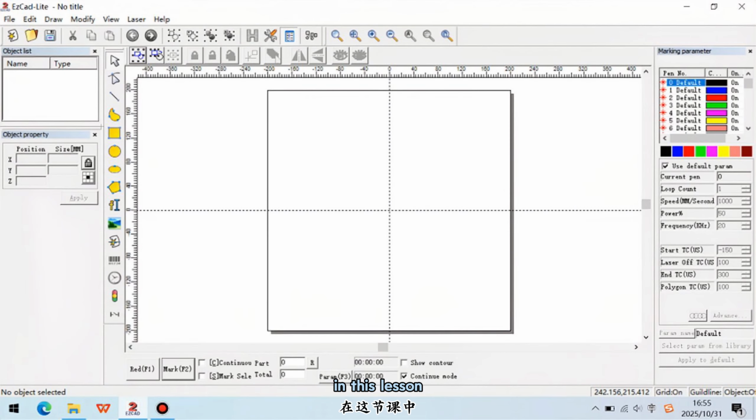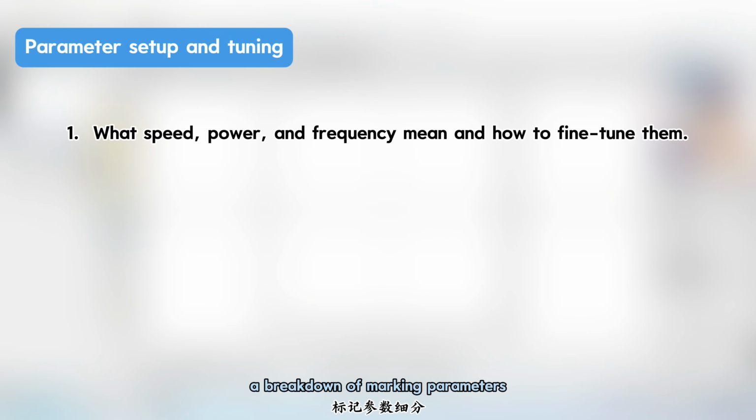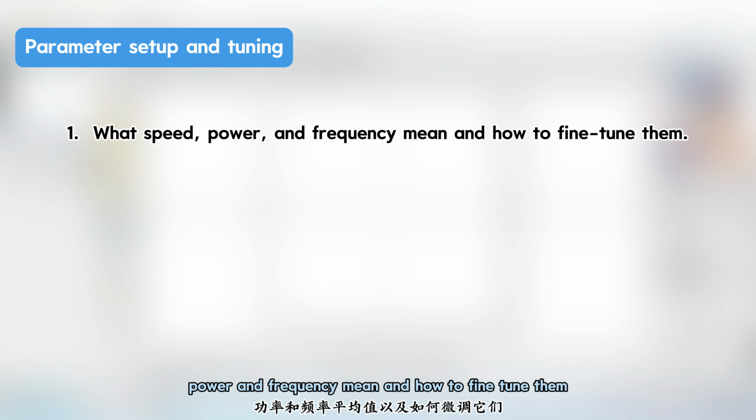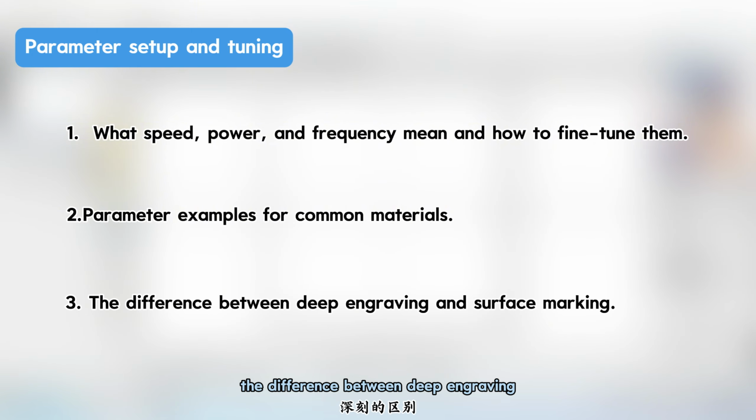In this lesson, we're diving into one of the most important parts of laser marking, parameter setup and tuning. We'll cover three key sections. 1. A breakdown of marking parameters, what speed, power, and frequency mean and how to fine-tune them. 2. Parameter examples for common materials. 3. The difference between deep engraving and surface marking.